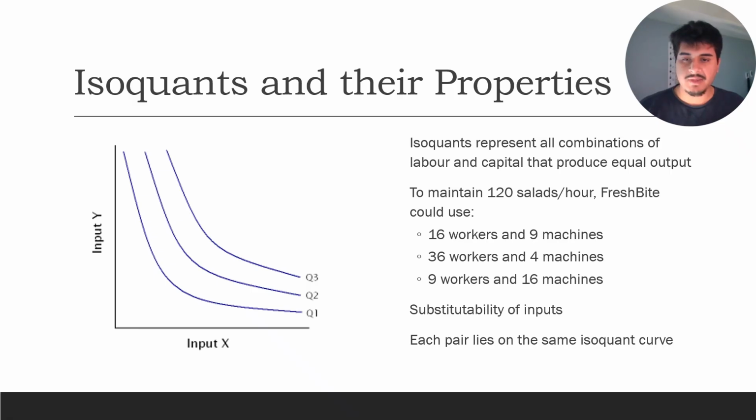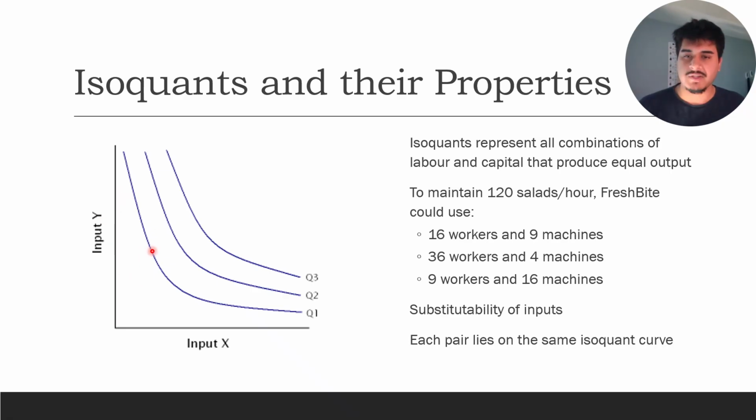Now, let's look at some of the points on these isoquant curves. Let's take a look at first here Q1. Let's say that Q1 represents the quantity of 120 salads per hour, input Y being labor and input X being capital. So we have 16 workers and 9 machines. Let's say 16 is here and then the 9 machines somewhere else.